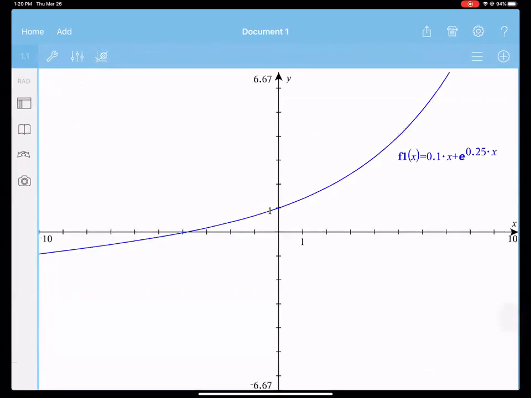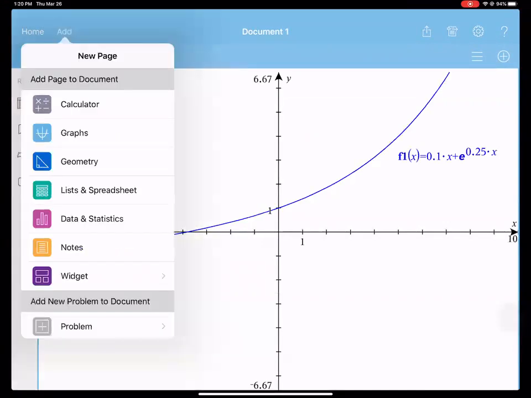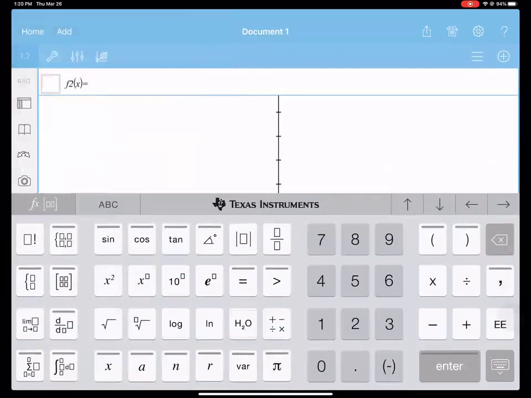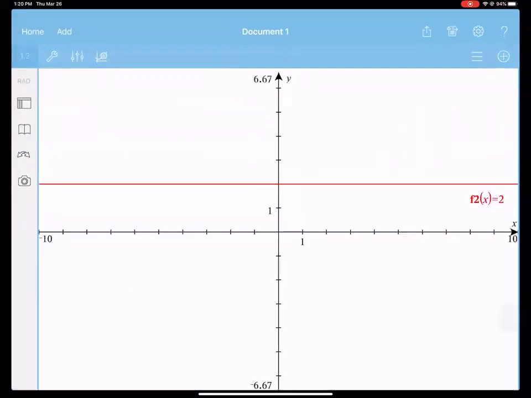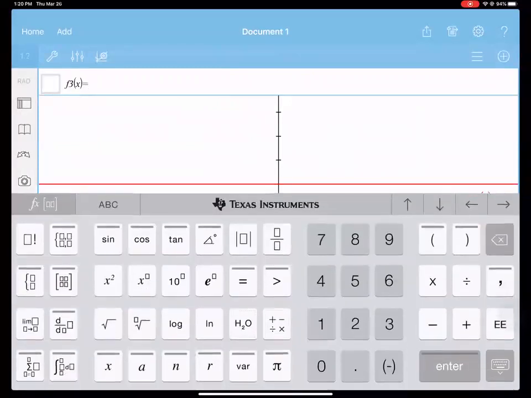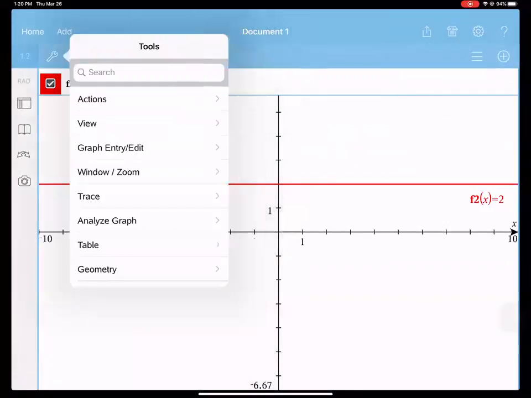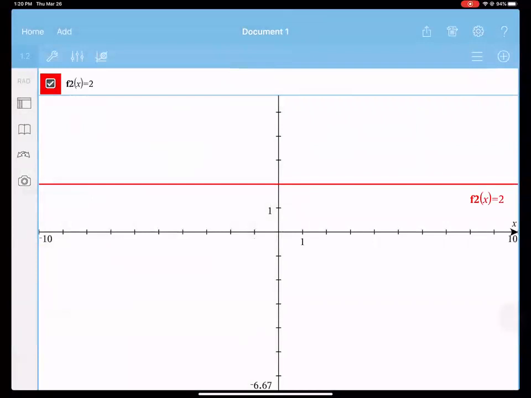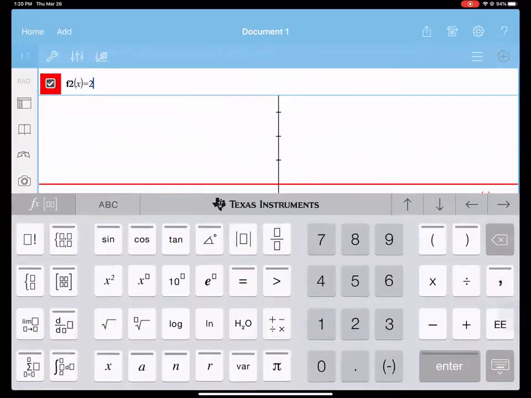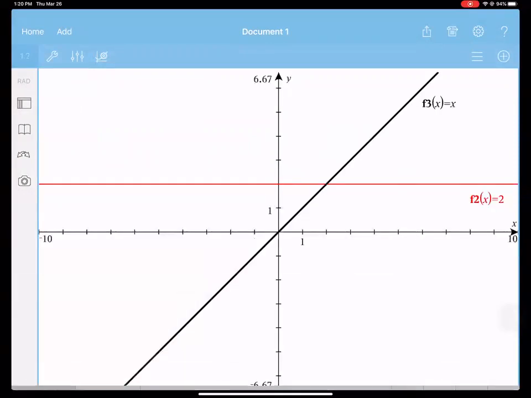That's our graph. We want to graph a second graph. Add a graph, where f2 is 2. How do I mix these together? I've never done this. It's an Inspire. So let's add minimum. Let's see if it works even. Oh yeah, it does work.